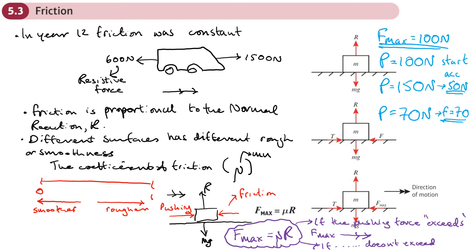So a pushing force of 70 will only give a frictional force of 70 back. You're not going to get 100 newtons of frictional force back from 70 pushing. It doesn't make sense. I mean, the thing will be flying towards you. It doesn't make any sense.